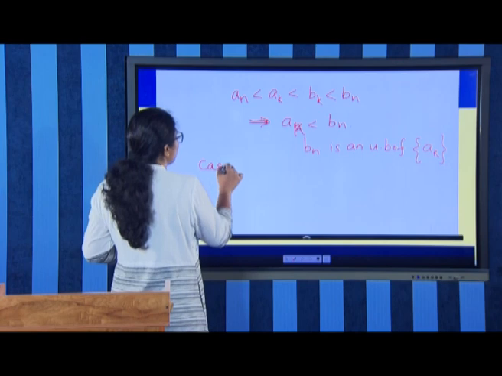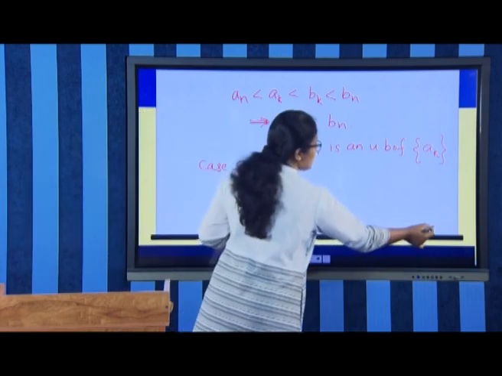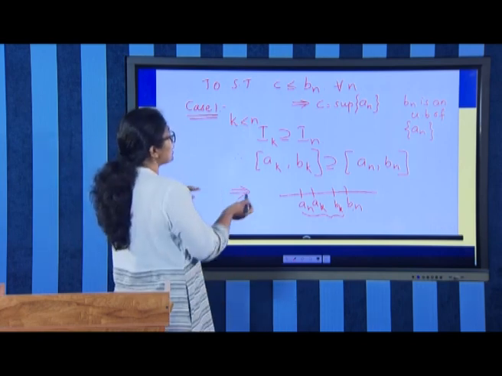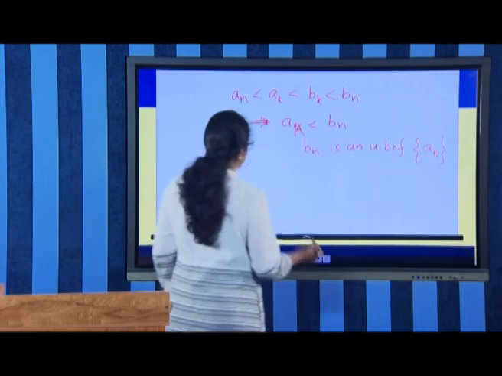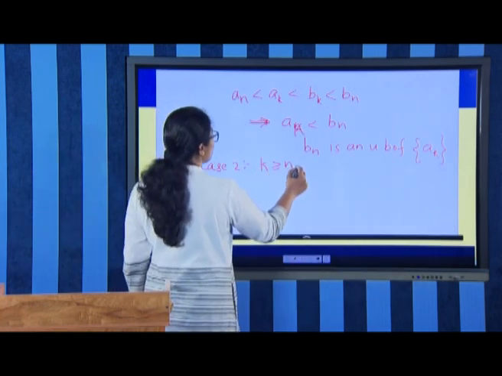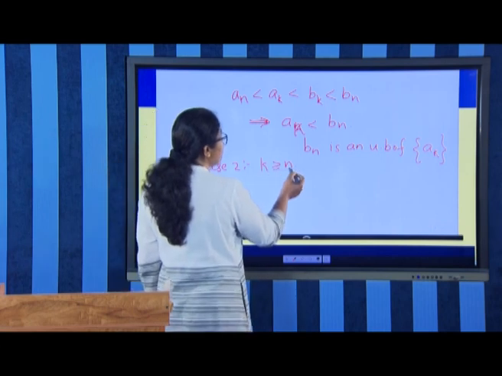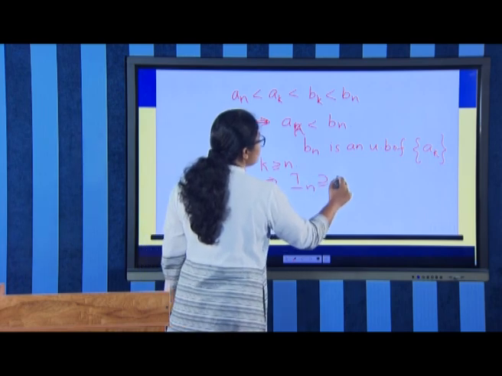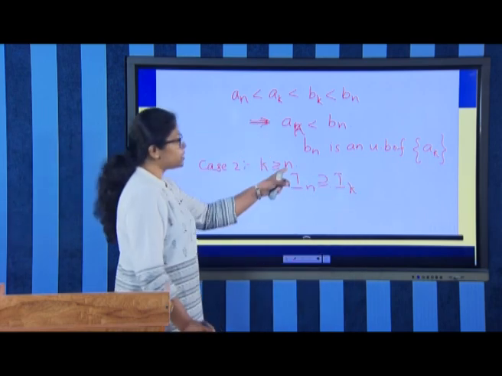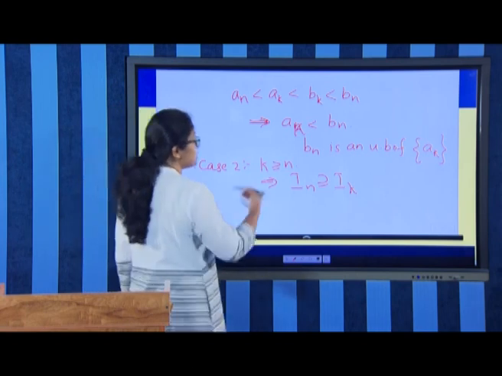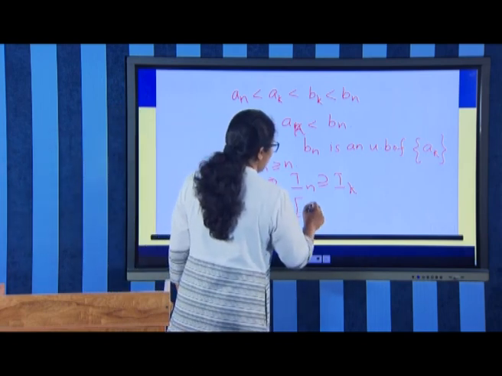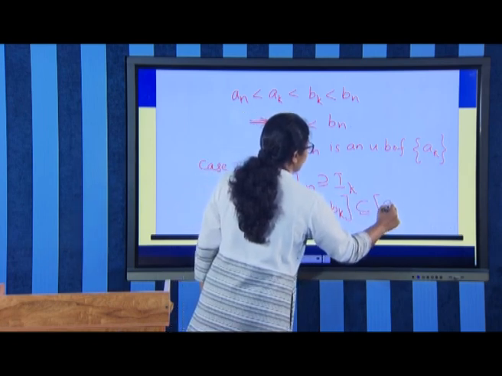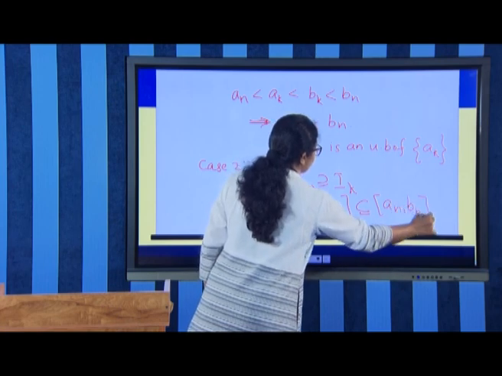Now case 2, what is case 2? In case 1 we have taken k to be less than n. Now we are taking the case when k is greater than or equal to n. So when k is greater than or equal to n, then what happens? n becomes less than or equal to k. That is, In contains Ik, because n is the smaller suffix. So In contains Ik, which means AkBk is contained fully inside AnBn.